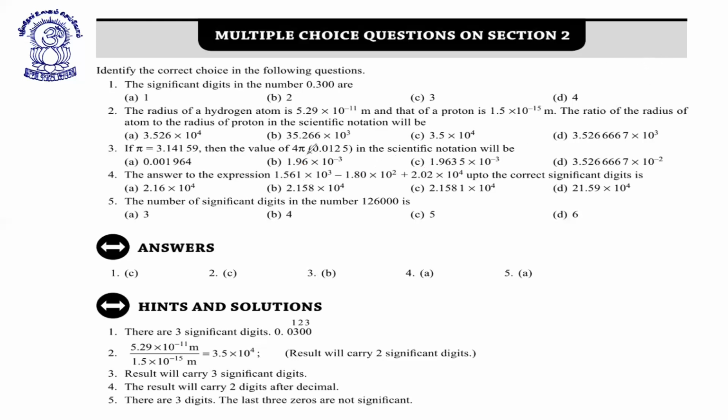So 2 digits into 10 power 4. So you have to do 1.561 minus 1.80, and then 2.02. Then you add the tens powers, and you'll get the answer as the first option, that is 2.16 × 10 to the power 4. Next, the number of significant digits in the number 126000 is: 126000 actually. So the answer is 3, because all the zeros before the decimal are not significant. So the number of significant digits will be 3 only. So the answer is option A.